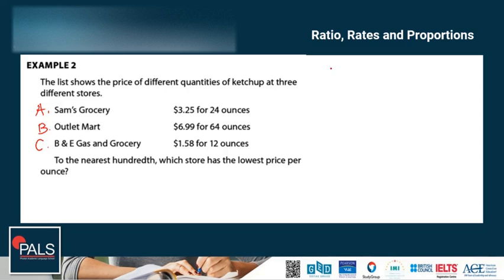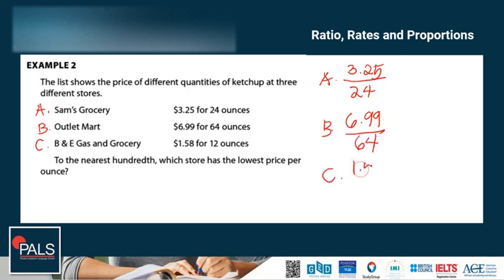Now let's express each price per quantity as a ratio. Sam's Grocery, A, $3.25 over 24 ounces. Letter B, $6.99 over 64 ounces. Letter C, $1.58 over 12 ounces. And now, we need to simplify each ratio until it has a denominator of 1. We need to divide each by its denominator.